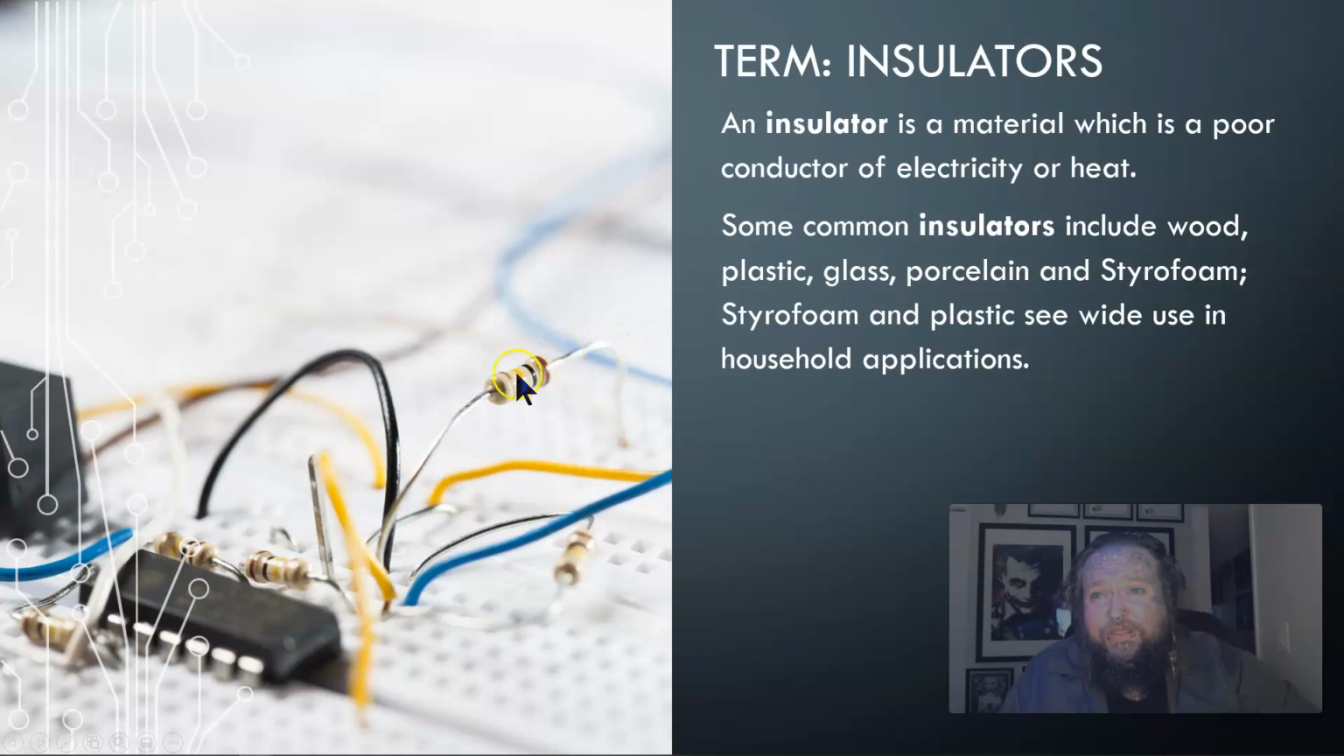But for things like these resistors, this metal that you can see coming out here is something you have to be careful about, because you touching that, or the two resistors touching, is going to cause what's called a short circuit, which we'll talk about later, and change that flow of electrons.